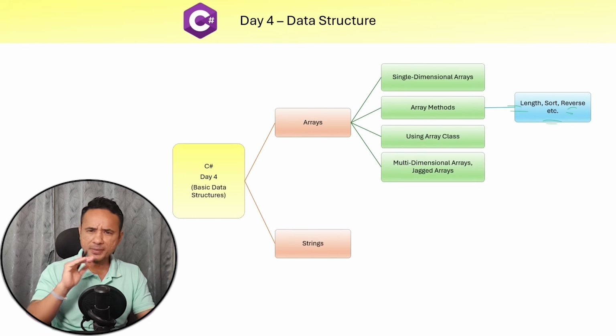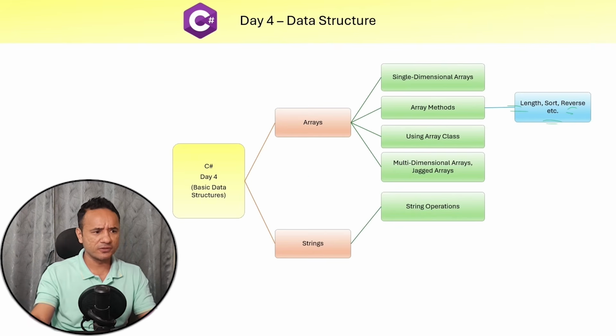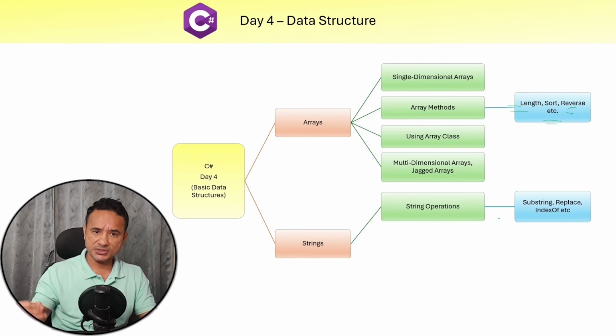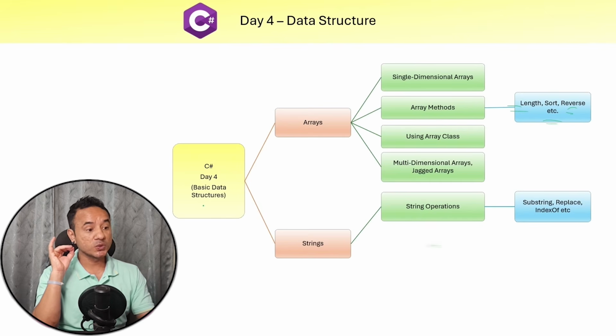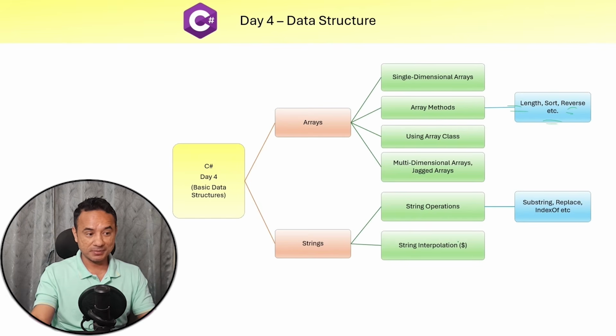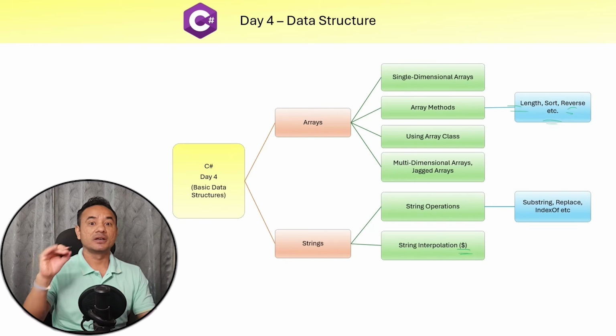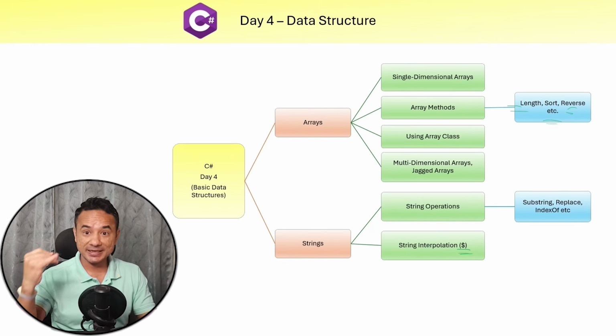C sharp provides many string operations, like substring, replace, index of, to work with strings. And I hope you know these methods. And next you can also use string interpolation with this dollar symbol, to insert the variables directly inside the string.